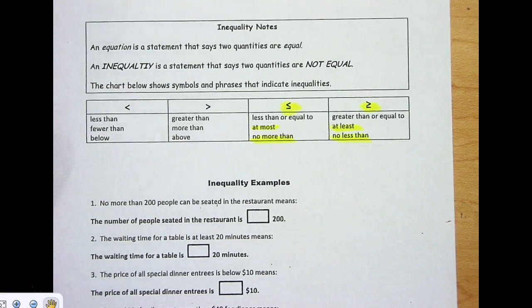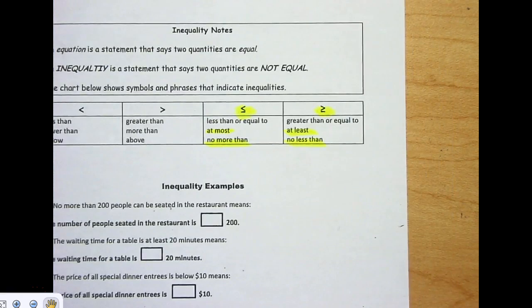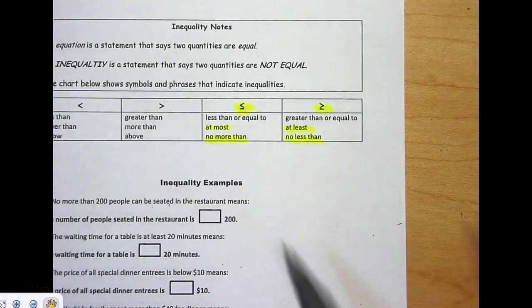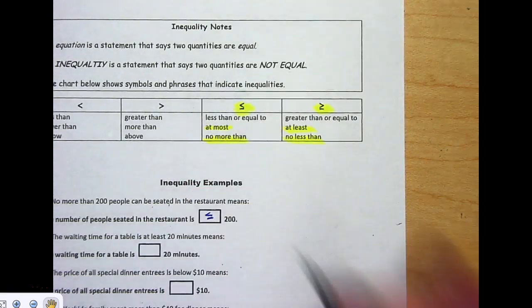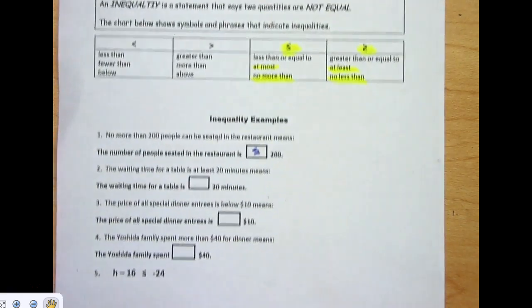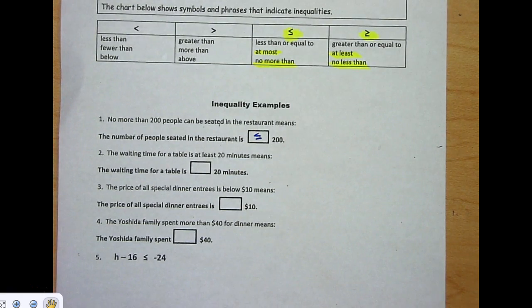All right, so let's try some down here. No more than 20 people can be seated in the restaurant. How would I write that? The number of people in the restaurant is, so no more than, right here, no more than is less than or equal to 20. All right. If I read number 2, the wait time for a table is at least 20 minutes. What does that mean? The waiting time for a table is greater than or equal to.